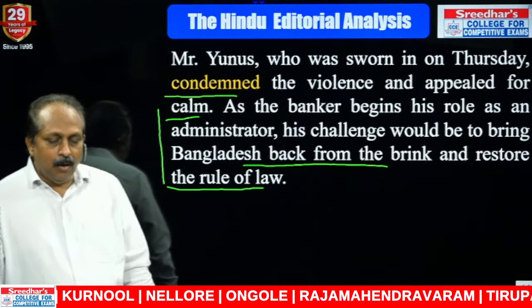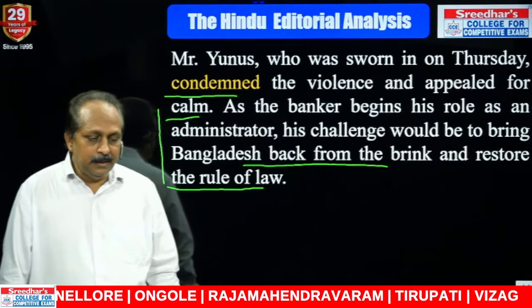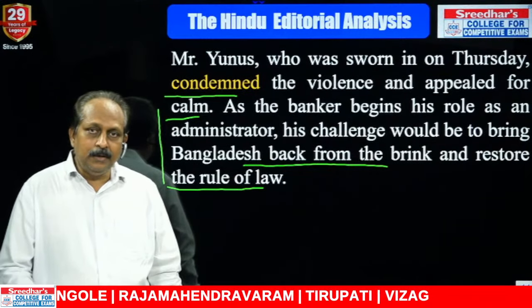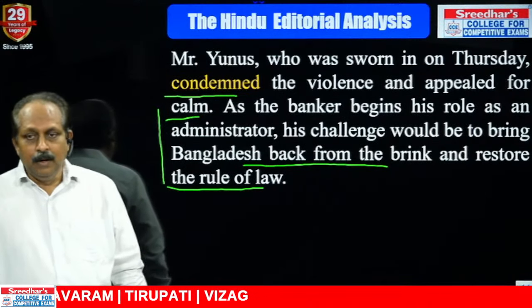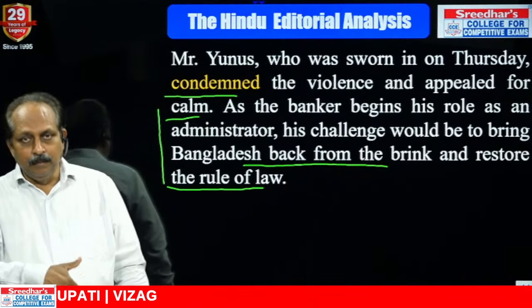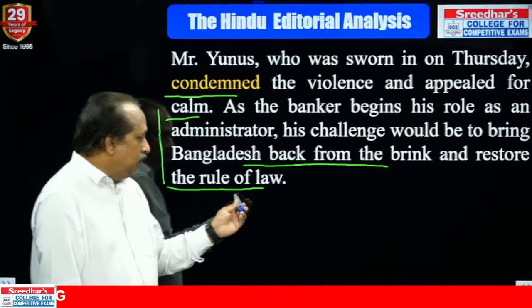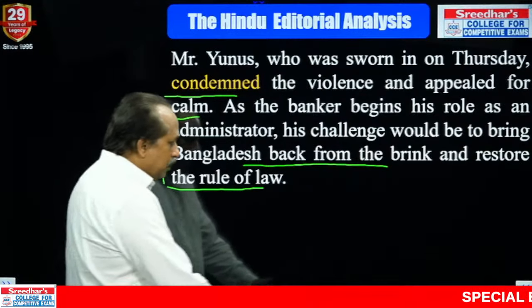Edge, brink, they all mean the same. Right now, Bangladesh is on the edge or on the brink of collapsing. What is his role? What is his responsibility? Bring it back from the brink and make sure the rule of law is restored.